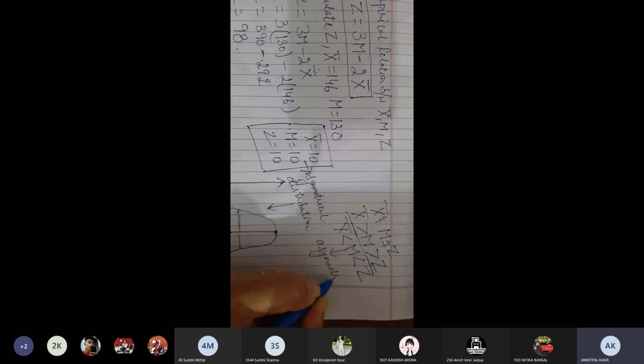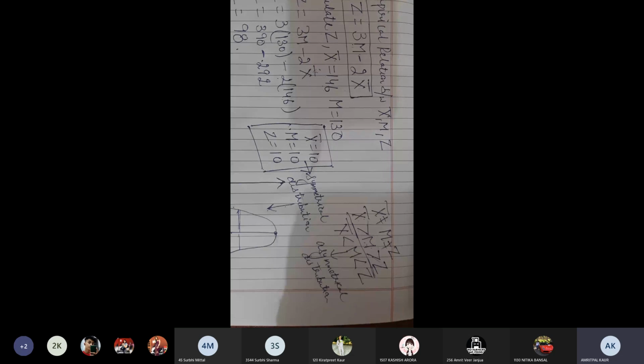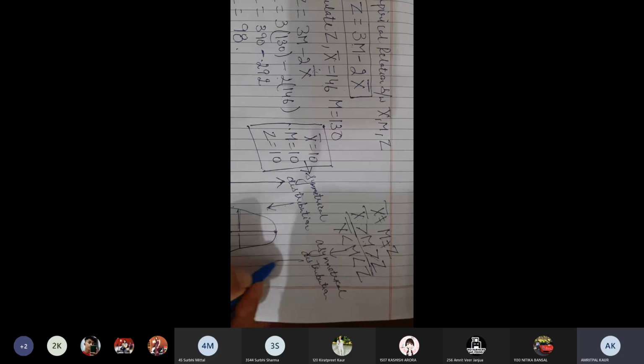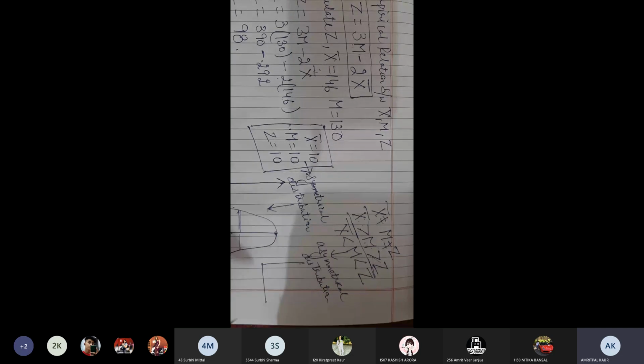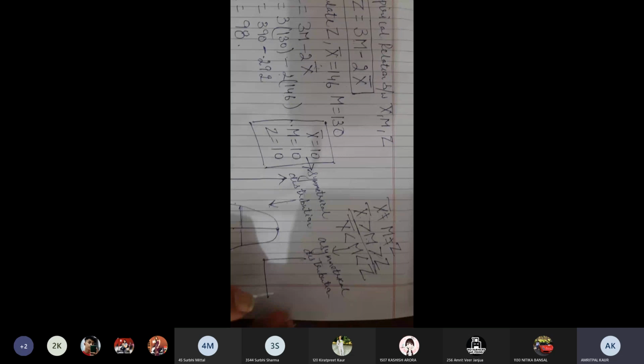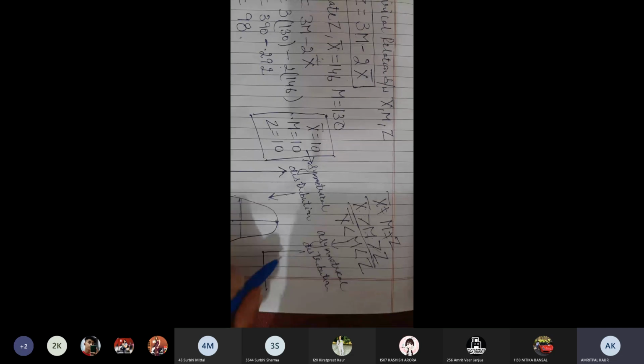Asymmetrical distribution. If they have used this word asymmetrical, this simply means that mean, median and mode are not equal. Whatever curve we draw using these values, you will see the curve will not be normal shaped. Either the curve will have more values on this side.